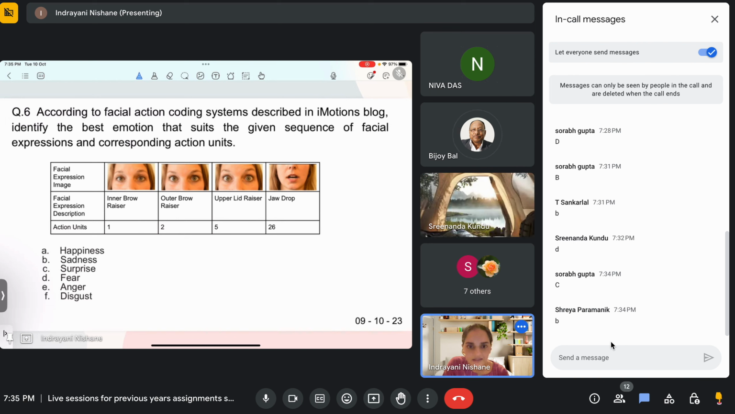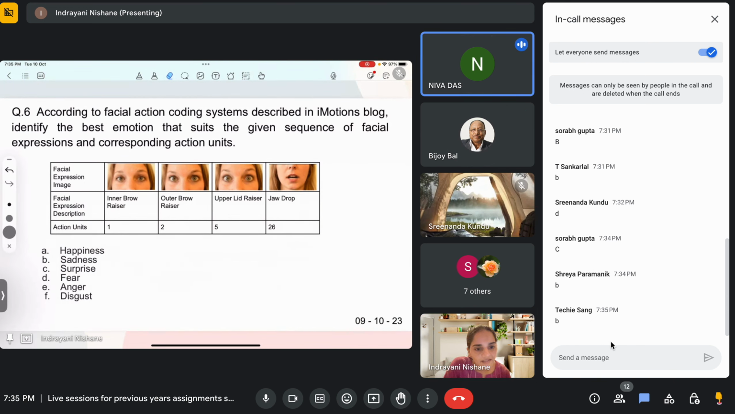C, surprise. Yeah, so Bijoyji is also saying surprise. Nivaji, what do you say? Which emotion? I see a couple of B's in the chat box, and one C. So B is sadness. So Shreya, if you consider all four images together, do you still want to consider the sadness option?